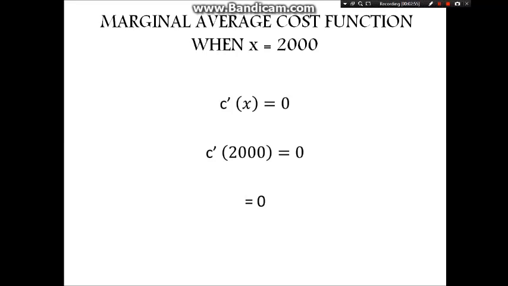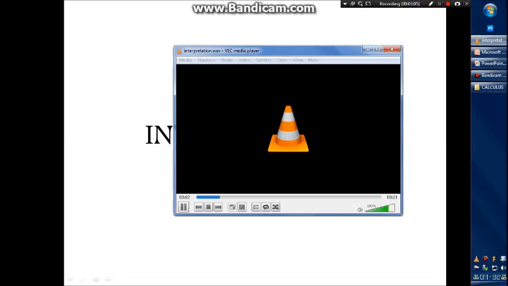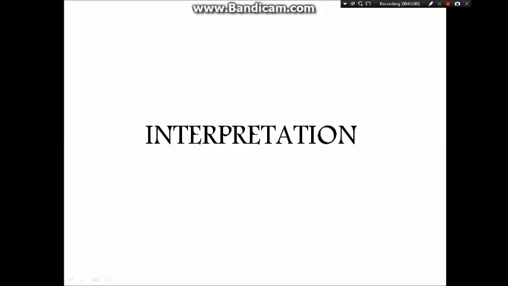So for our interpretation, the marginal cost, average cost, and marginal average cost are all constant and must not change. The marginal cost will always be $2.2. The average cost function will always be 2500 over x plus 2.2, and the marginal average cost function will always be 0.